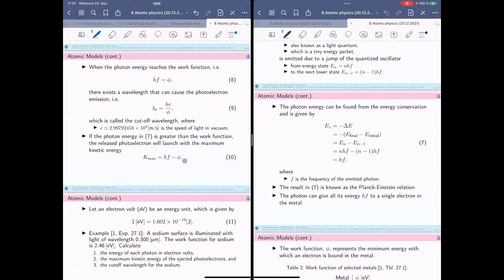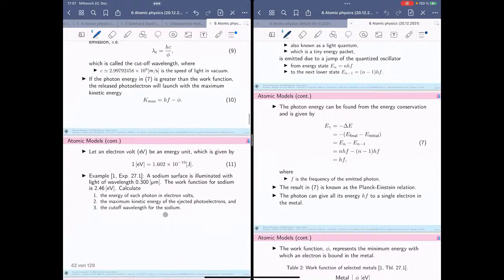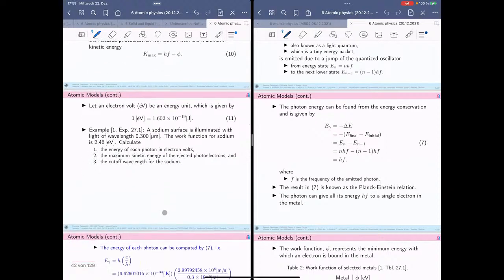The work function is the smallest amount of energy the metal will allow an electron to flow or go out. Let an electron volt be an energy unit which is given by 1 eV equal 1.602 times 10 to negative 19 joules. And now we arrive at the first example.